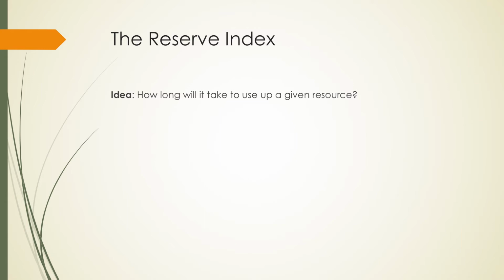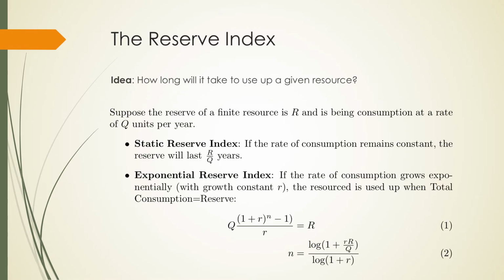This accumulation formula is useful for understanding the consumption of a finite resource, say a fossil fuel. The basic idea is to predict how long it will take to use up a resource, given certain patterns of consumption. Let's start by making our thought experiment more concrete. Suppose there is a reserve of size R, meaning this is the total quantity of that resource remaining, and that the resource is being used at a rate of Q units per year. If the rate of consumption remains constant in future years, then the reserve will last R over Q years. This is the static reserve index.